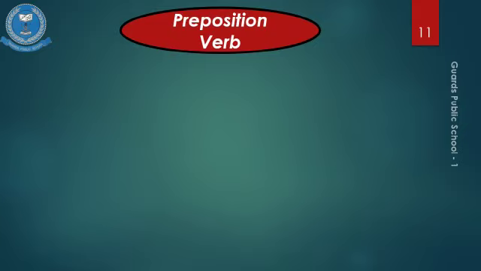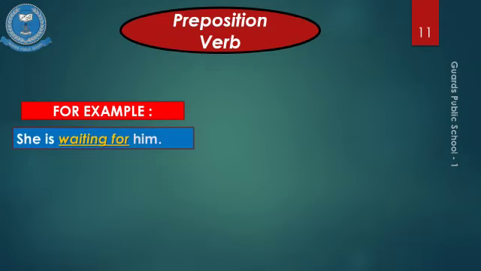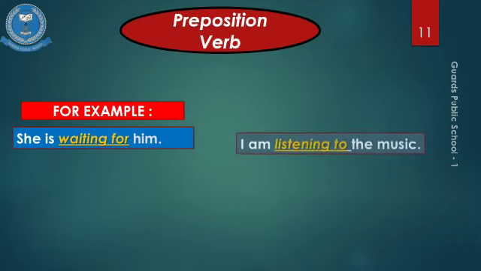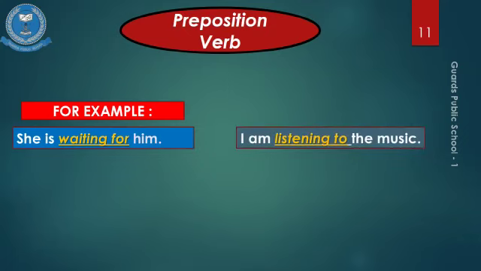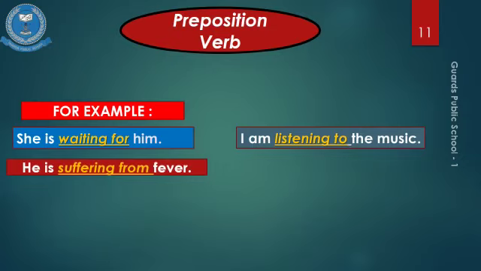In the following examples, you will find all the verbs followed by a preposition. Now, these prepositions have an object which is either a pronoun or a noun. Like, number 1, she is waiting for him. Number 2, I am listening to the music. Number 3, he is suffering from fever.